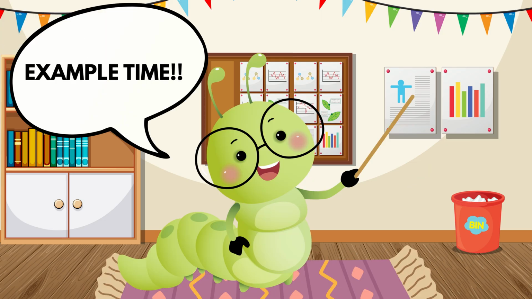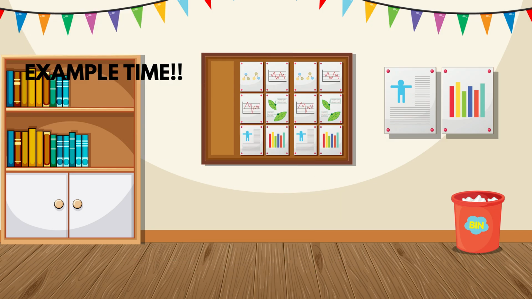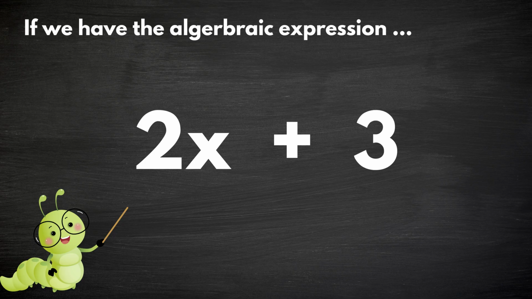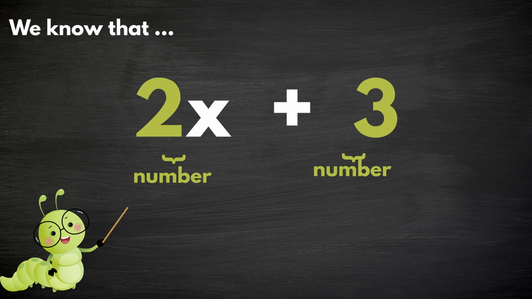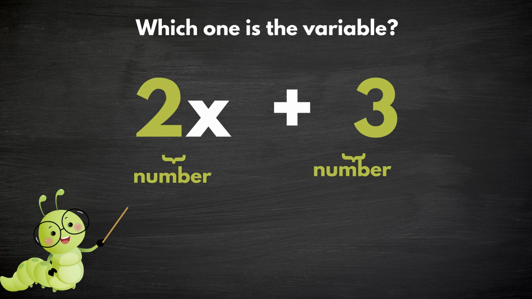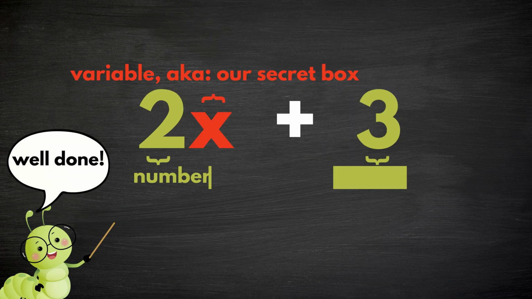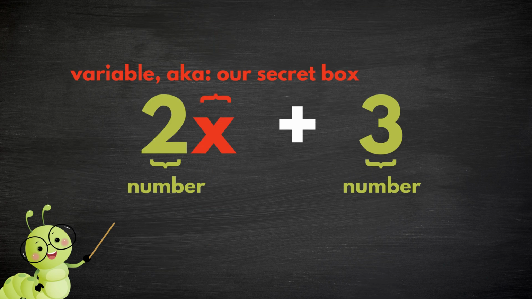Let's take a look at what the example caterpillar has to say. Hi, I'm the example caterpillar, and if we have the algebraic expression 2x + 3, we know that 2 and 3 are numbers. Which one do you think would be the variable? Well done if you said x. X would be our variable.